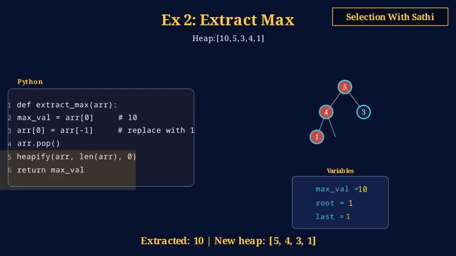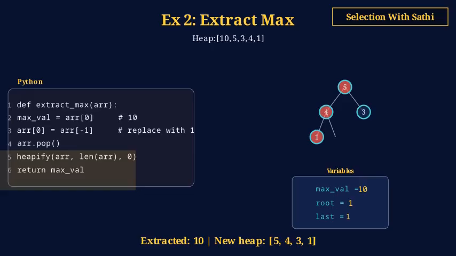Line 5. Call Heapify at root. Node 1 has children 5 and 3. 1 is less than 5, so swap. Array becomes 5, 1, 3, 4.